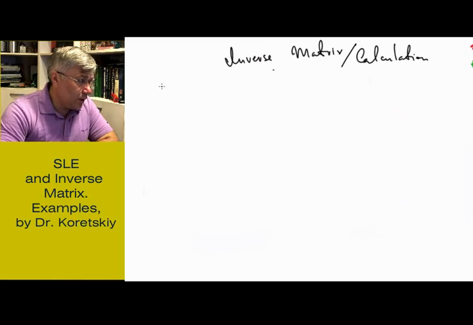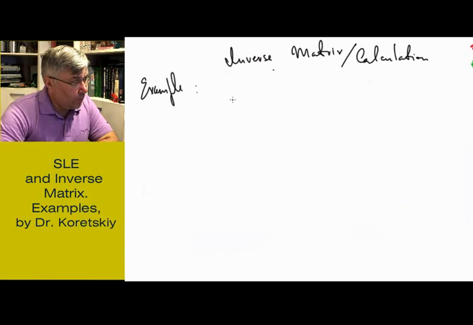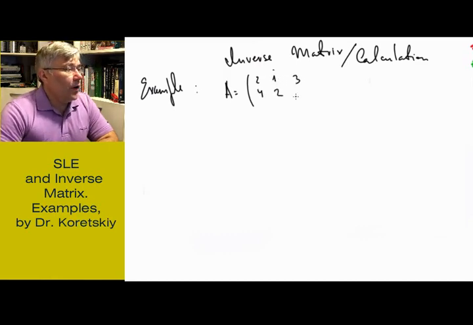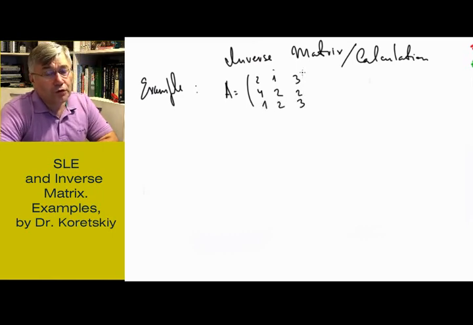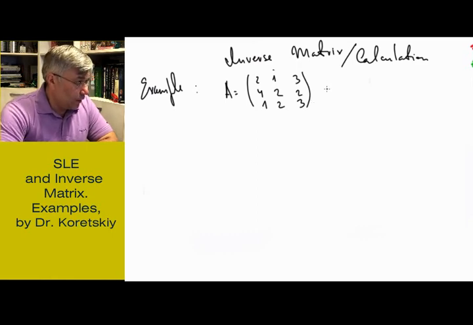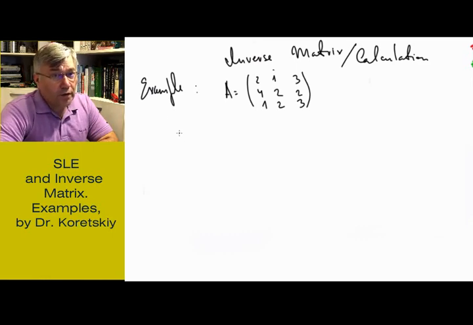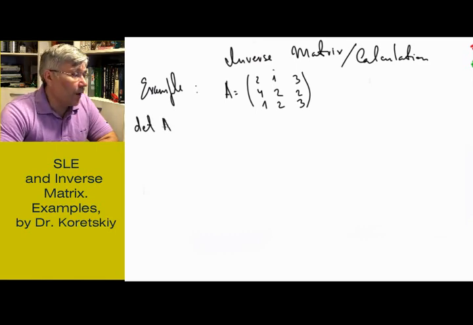Matrix A equals 2, 1, 3, 4, 2, 2, 1, 2, 3, for example. So we have this matrix. The first step, we have to calculate the determinant of this matrix, determinant A. If we are very lucky and this determinant is zero, we can say that there is no inverse matrix here. And now we have to check it.